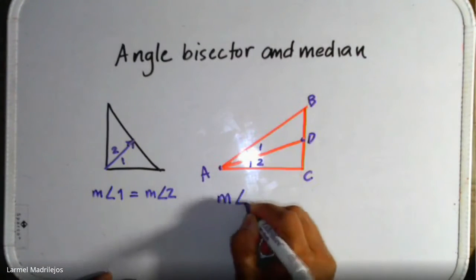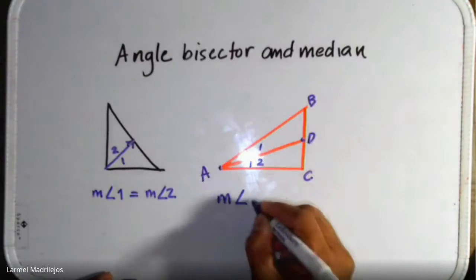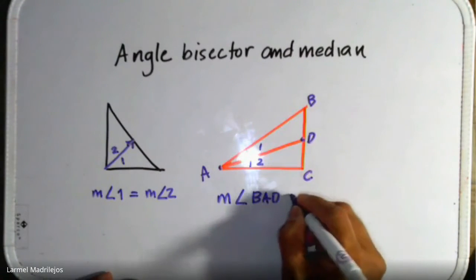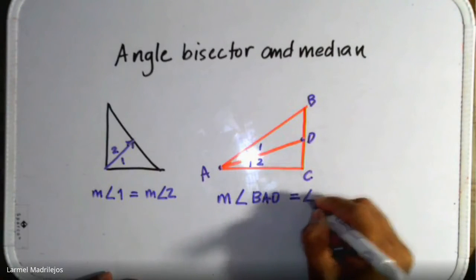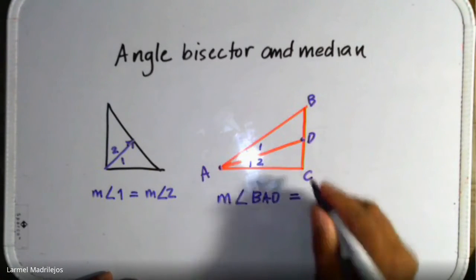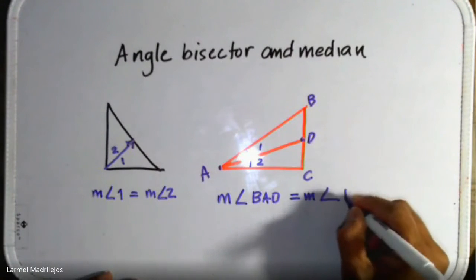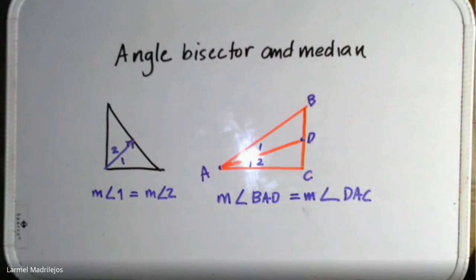Measure angle BAD is equal or congruent with measure angle DAC. So that's the topic for this. Once the triangle is bisected in the median, or in the center, the two angles that form are going to be equal.